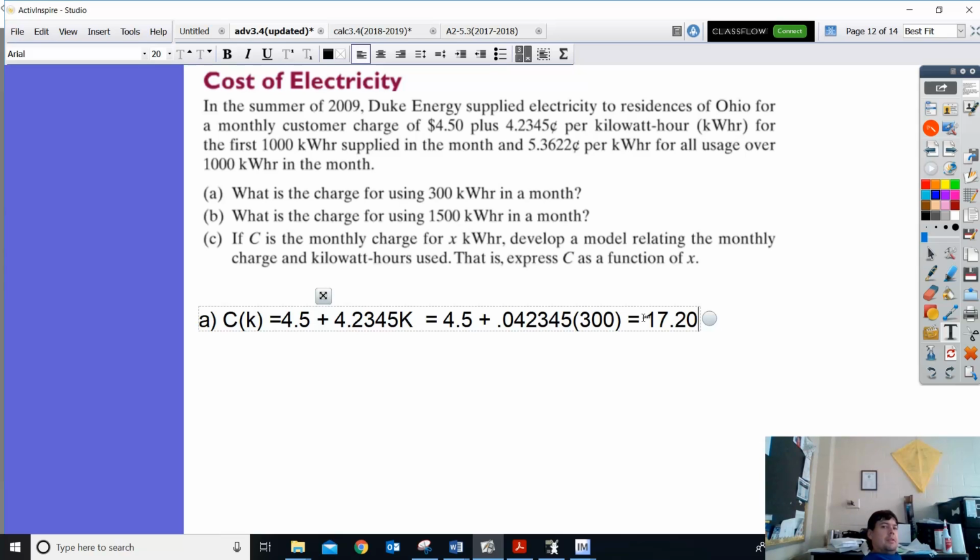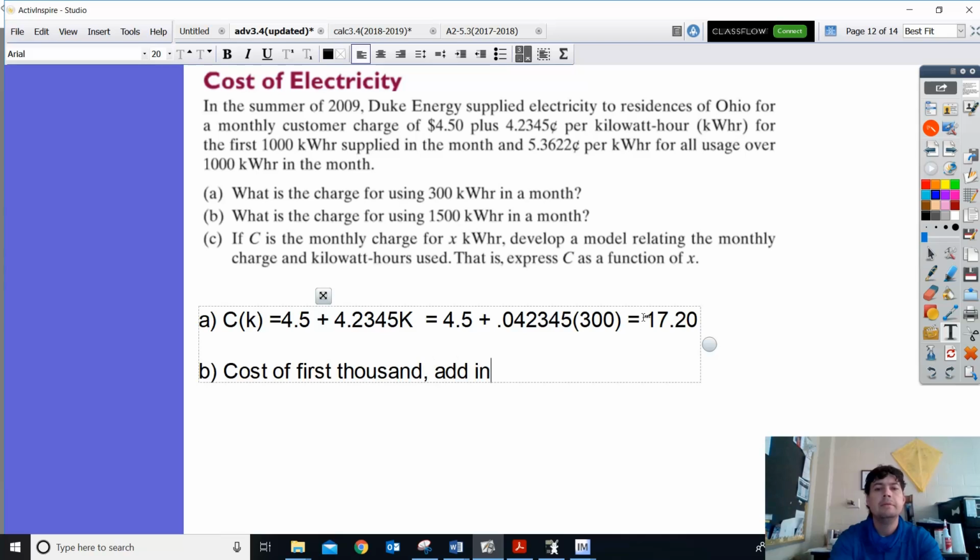All right, what is the charge for using 1,500 kilowatt hours per month? Well, what I'm going to do is figure out the cost of the first 1,000 and add to it the cost of the next 500, okay? You could do this in one line here, but if you read the text, don't you pay a certain rate for the first 1,000? And a little bit over. So we're going to find the cost of the first 1,000 and then add in the cost of the next 500.